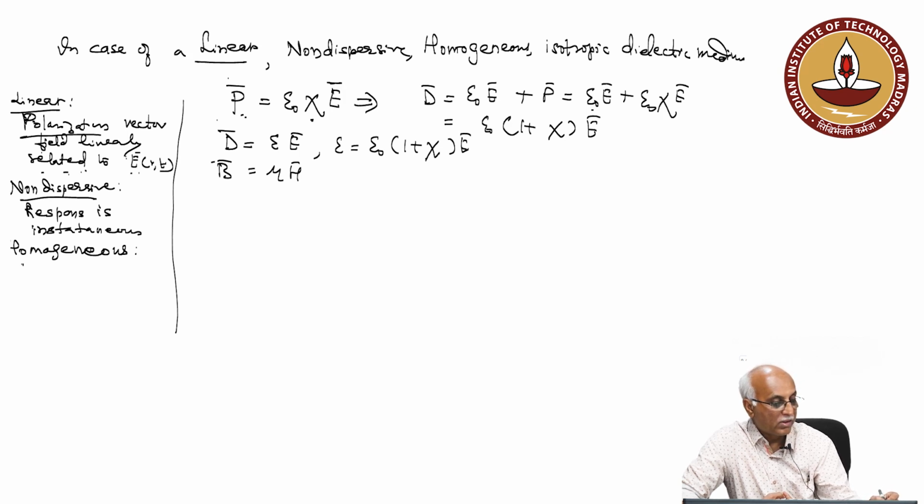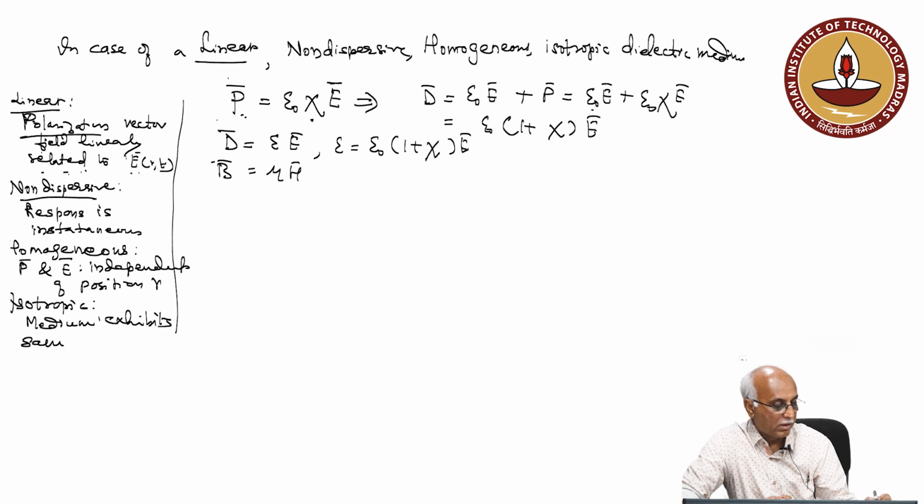So the relationship between P bar and E bar is independent of position R. Anywhere, this relationship is independent. And isotropic means the characteristic of this material in different directions is the same. So basically the medium exhibits the same behavior in all the directions.